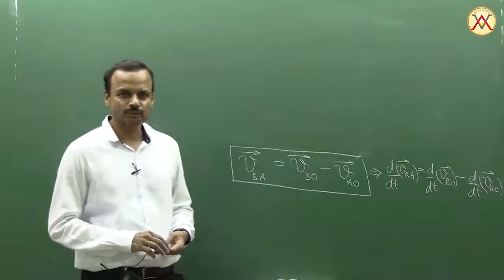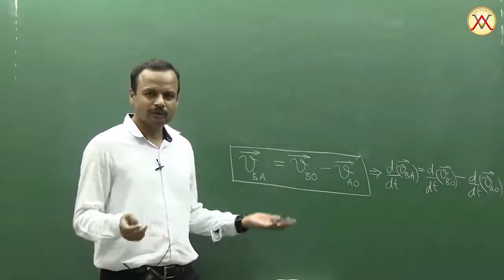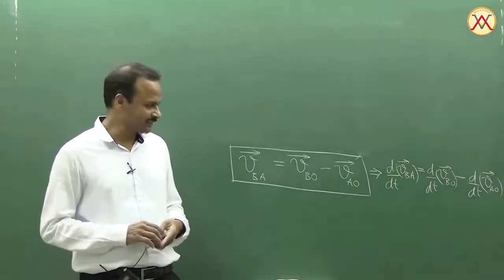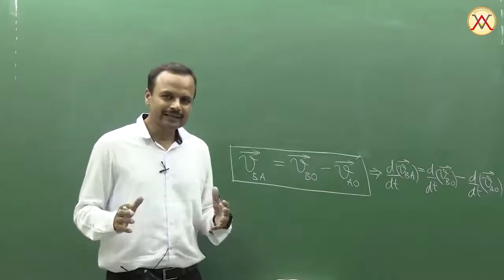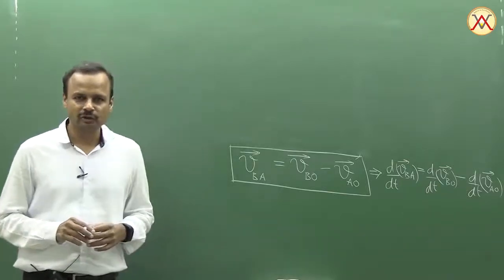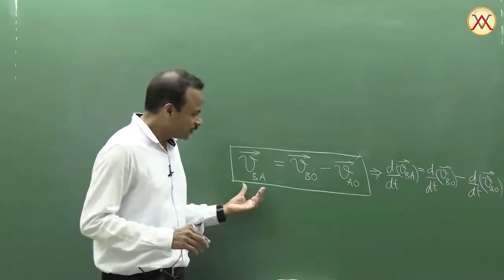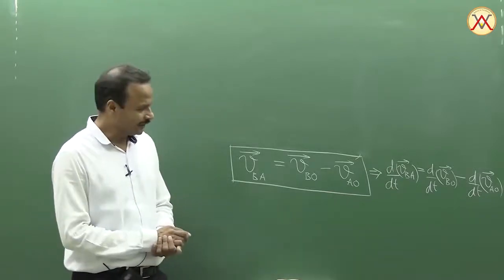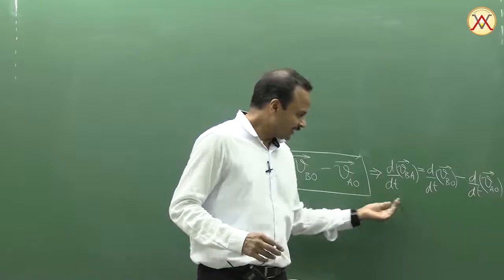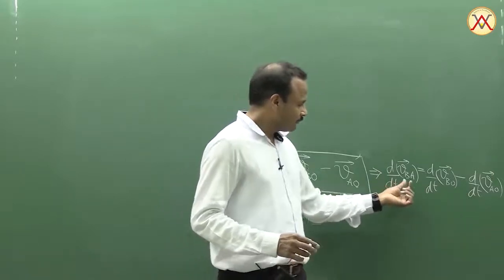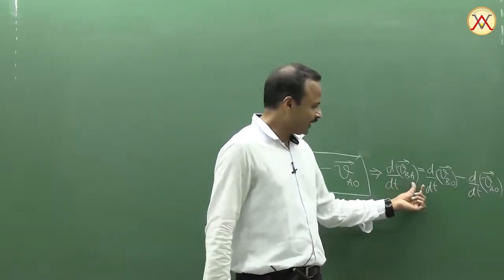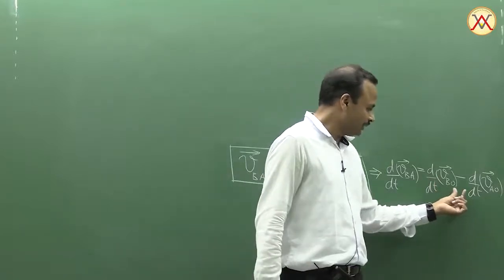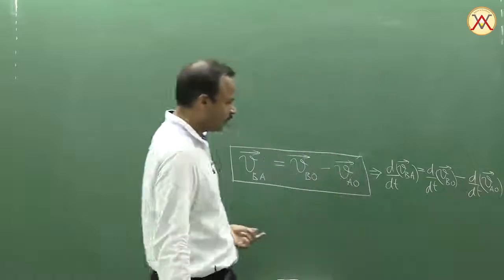There may be situations where the velocity of objects is varying. That means their motion is accelerated. It is having some acceleration. So, how to relate the accelerations for different observers? We just have to differentiate this relation which we have already got for relative velocities. If we differentiate this, I can say the derivative of relative velocity of B with respect to A is equal to d by dt of VBO minus d by dt of VAO.